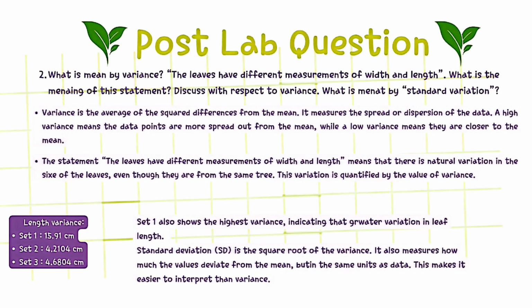The statement means that there is natural variation in the size of leaf, even though they are from the same tree. This variation is quantified by the value of variance. Set 1 also shows the highest variance, indicating that greater variation in leaf length.